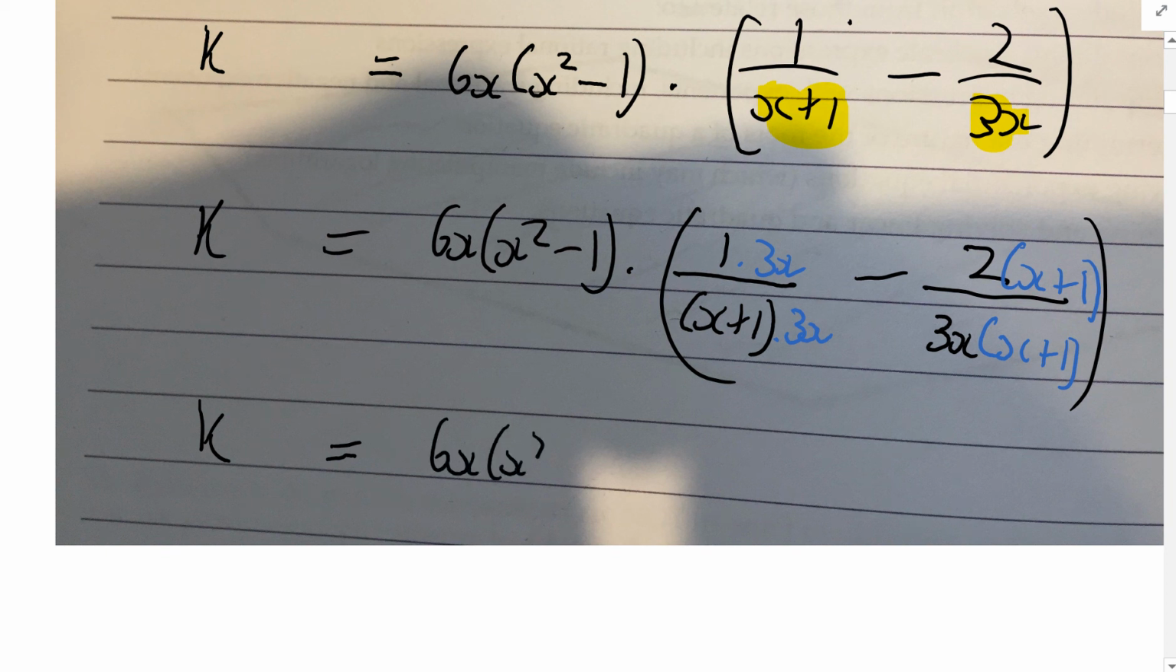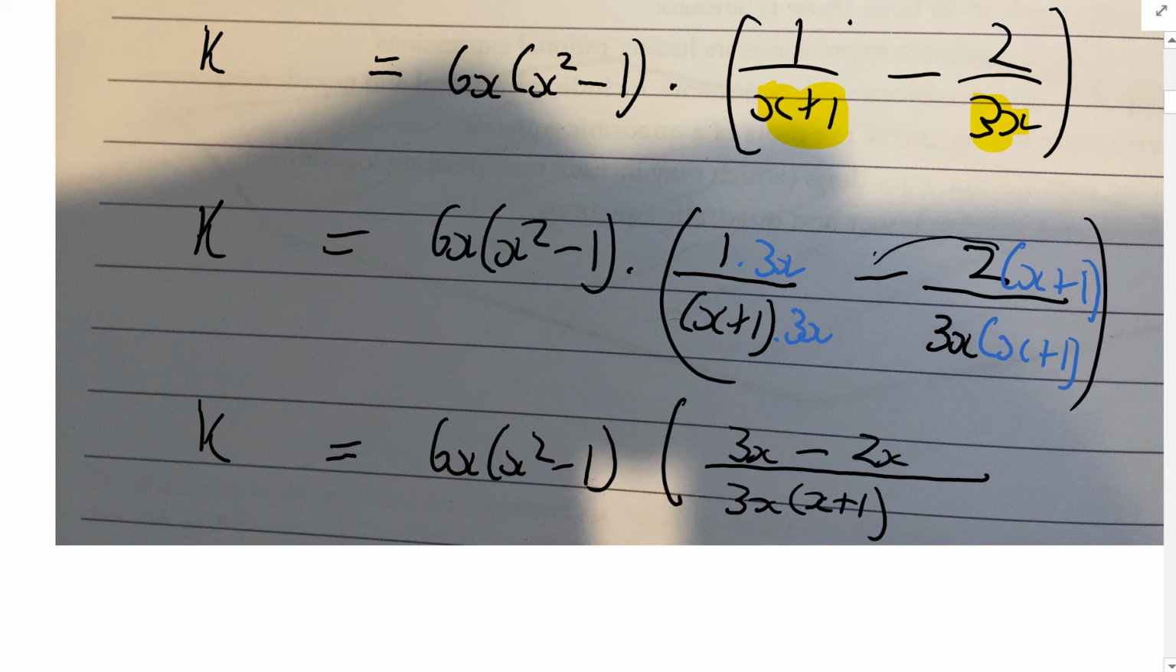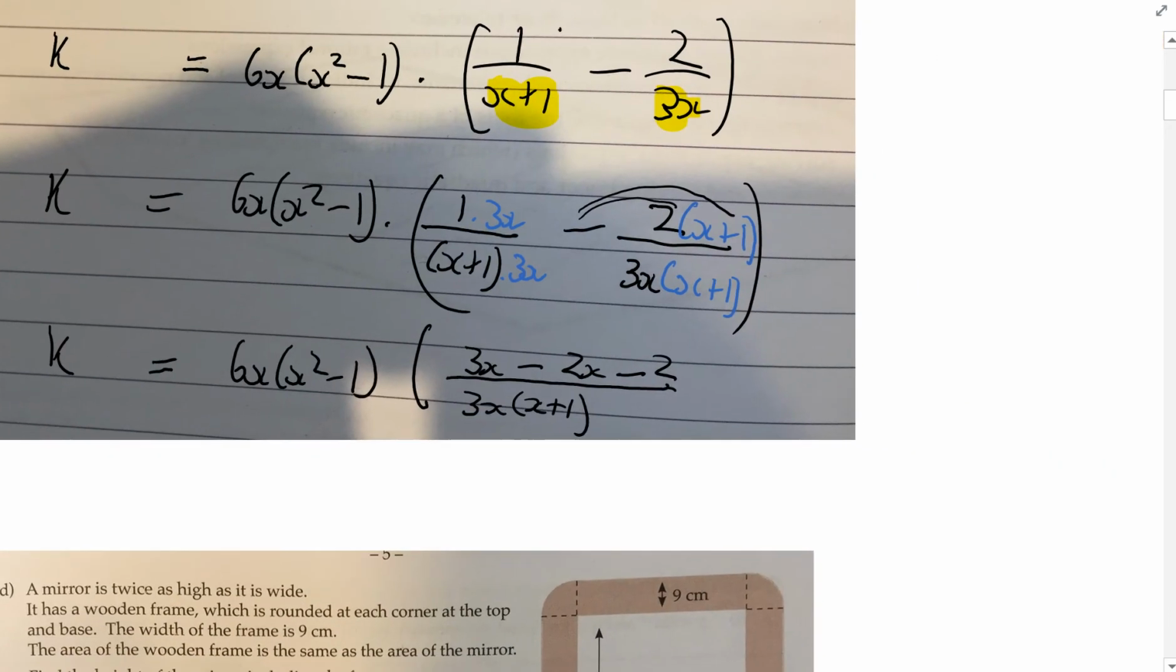Let's have a go. So x squared minus 1, now it's all going to be over a common denominator of 3x, x plus 1. And the numerator is just going to be what? It's going to be 3x take away 2x. Now I've got to be careful when I expand out this bracket, because that's a negative in front of the 2, isn't it? So that's going to become minus 2. Can I simplify that? I sure can.